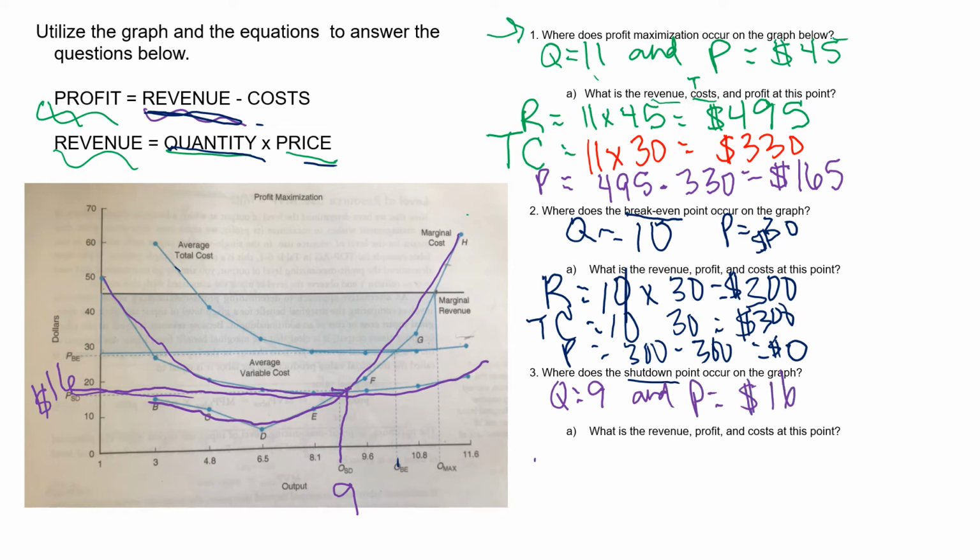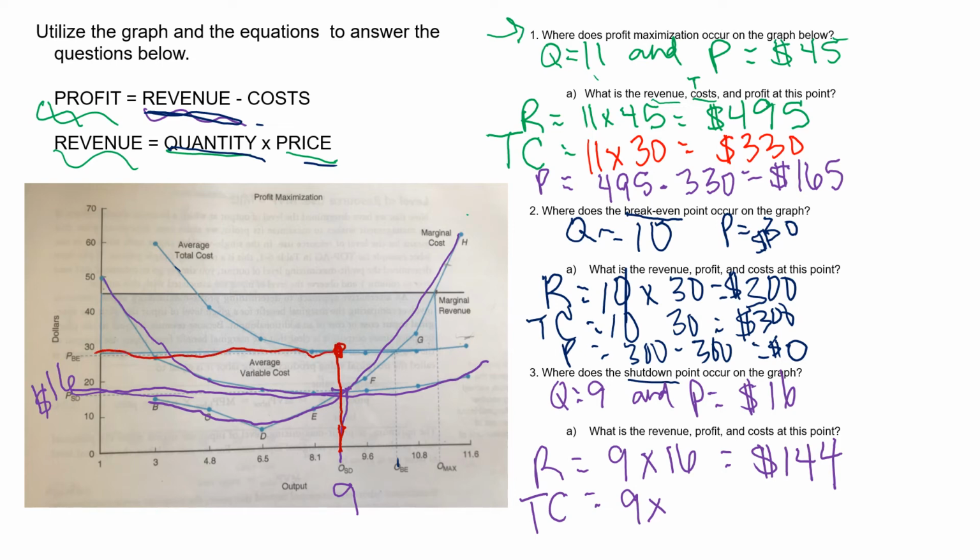What's the revenue at this point? Revenue equals quantity times price. So 9 times 16 is 144. The total cost at this point, we're producing 9 and it's costing us, we have to follow this all the way up to the average total cost curve, which meets right here. So it's still costing us approximately $30 to produce a unit. So 9 times 30 is going to be $270 in costs.